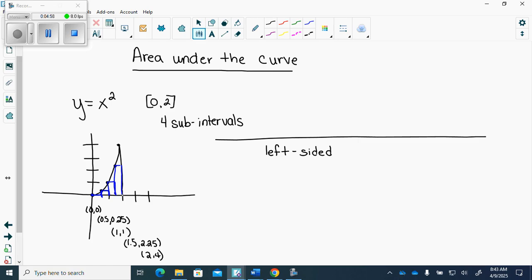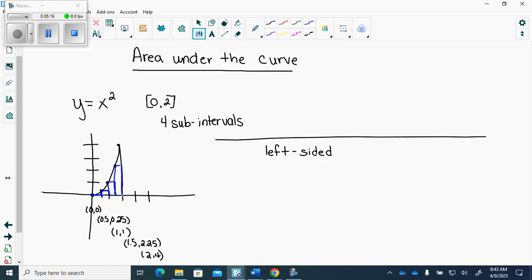10 rectangles. If I did 10 rectangles, it would get closer and closer and closer to having less of this area open, correct? Or if I did 100, or if I did 1,000, or if I did 1,000,000, right? I would get lesser and lesser of that underestimation, right? But for now, we have 4.